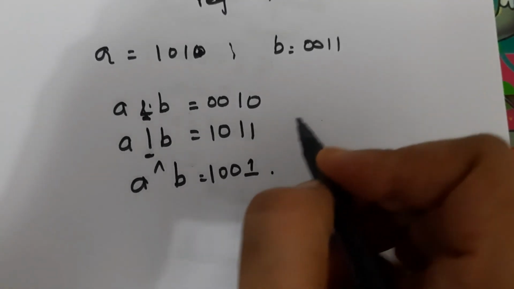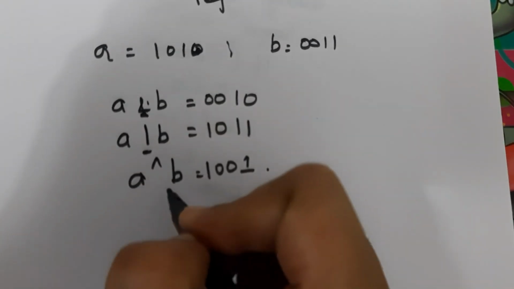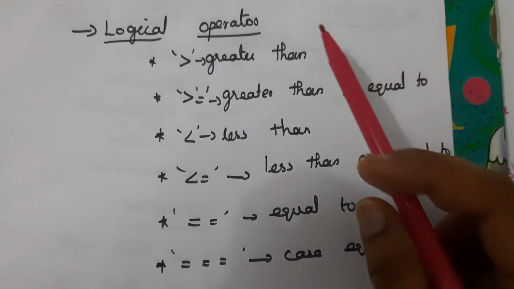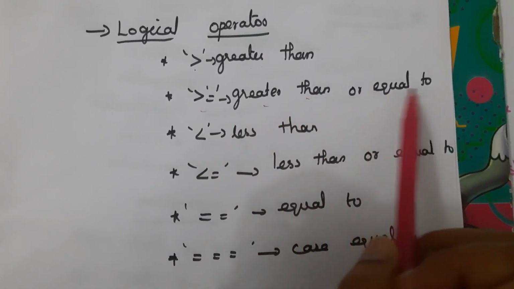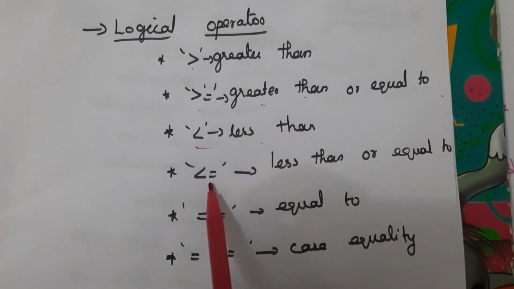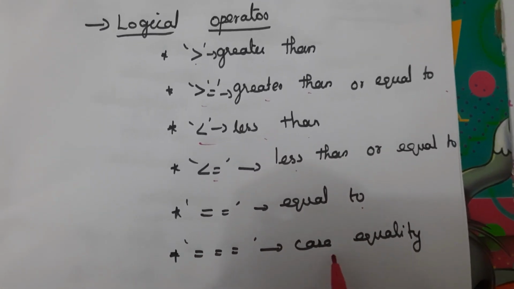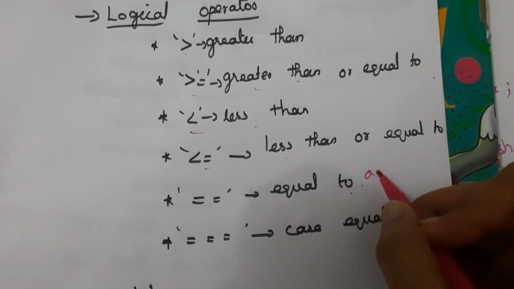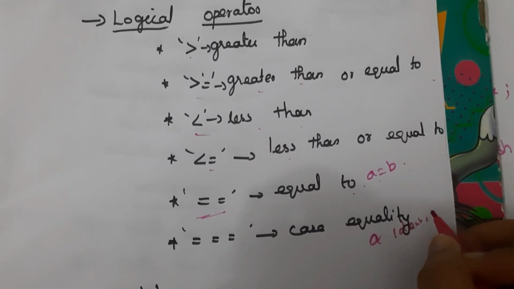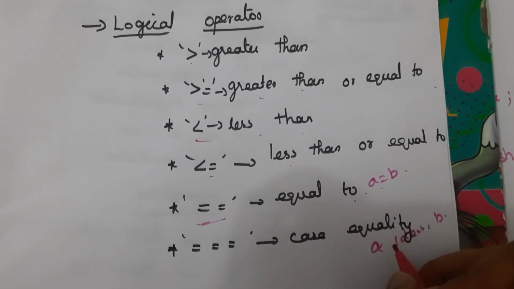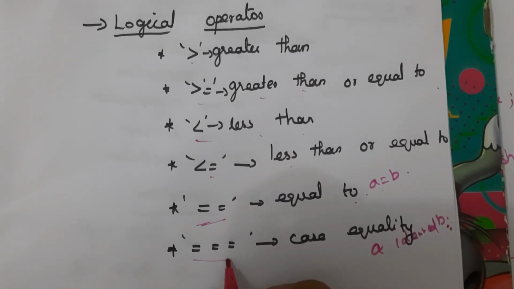So in behavioral modeling, instead of mentioning the gate name, we use these operators to describe the function of that gate. And these are the relational operators: this means greater than, this is for greater than or equal to, this is for less than, this represents less than or equal to, this is meant for equal to, and this is for case equality. And here if A is equal to B, we can mention this. If A is identical to B, the identity operation, we can represent it with three equal signs.